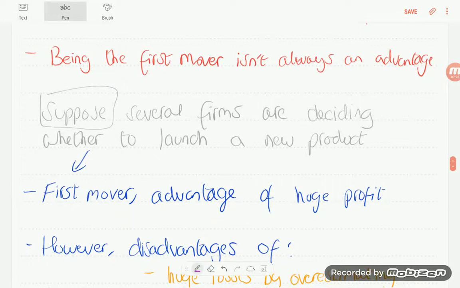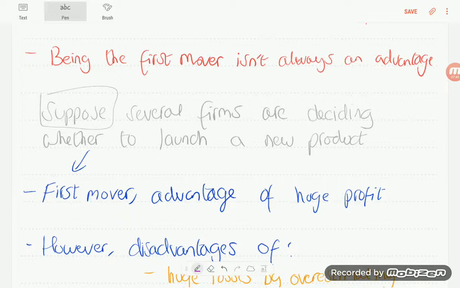Being the first mover isn't always an advantage. Being the first mover can give a firm an advantage, but it can also be a disadvantage. Different decisions will make sense in different situations. It all depends on the numbers in the payoff matrix. That is, the potential profits and losses that each firm could make in the various possible scenarios.